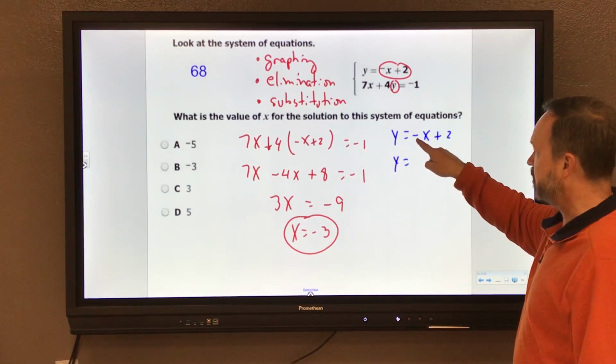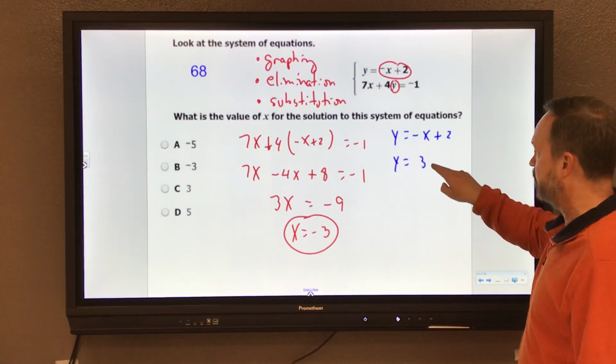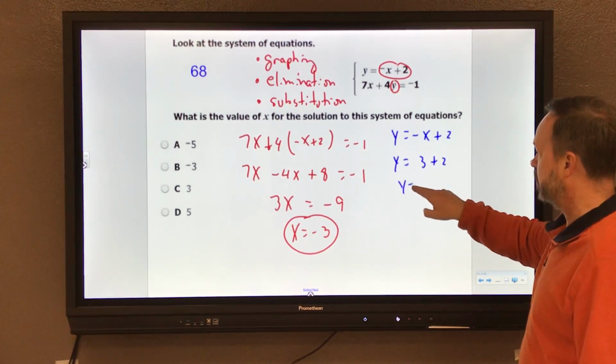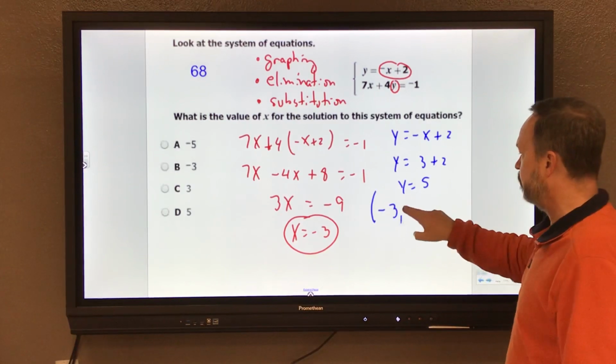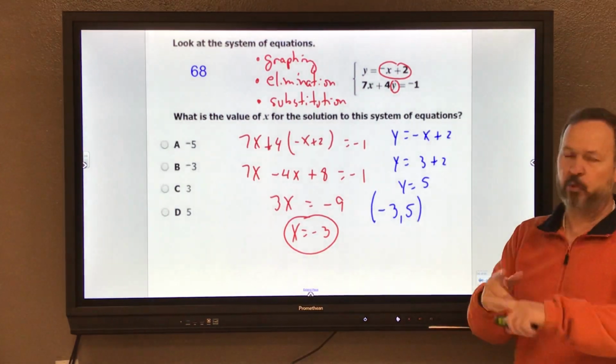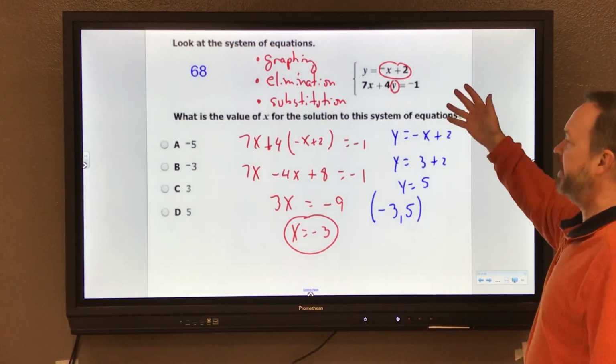What is the opposite of negative 3? It's positive 3. So y is equal to 5. So I think my answer is negative 3, 5. My ordered pair answer, the point at the beach. And then I could check that in both equations to be sure.